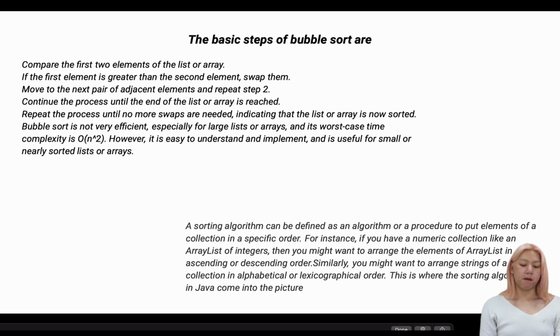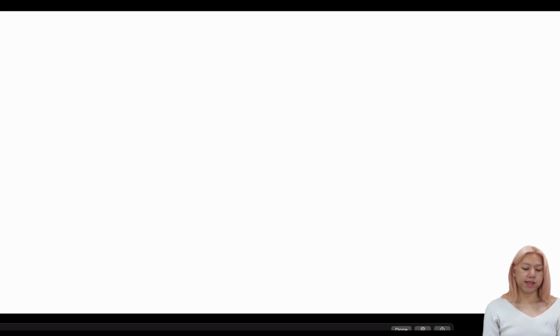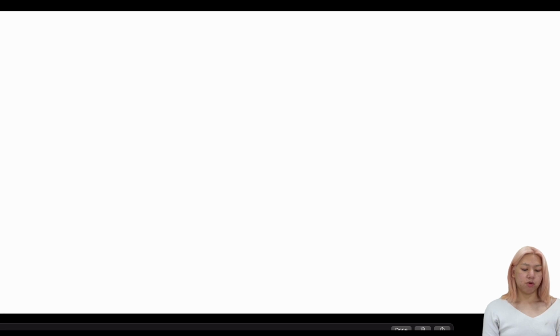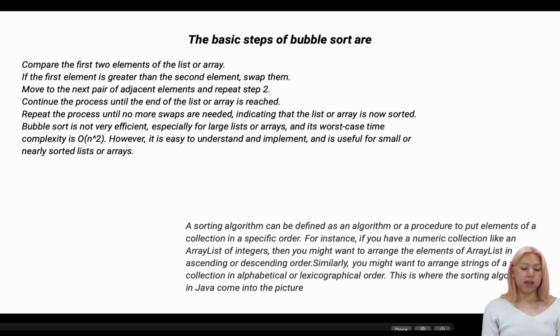The basic steps of bubble sort are: compare the first two elements of the list or array. If the first element is greater than the second element, swap them. Move to the next pair of adjacent elements and repeat step 2. Continue the process until the end of the list or array is reached. Repeat the process until no more swaps are needed, indicating that the list or array is now sorted.